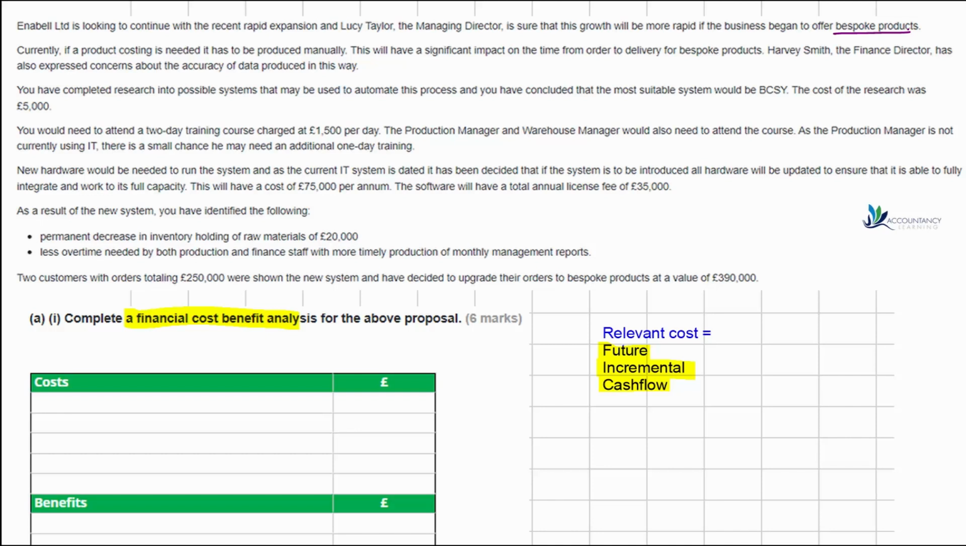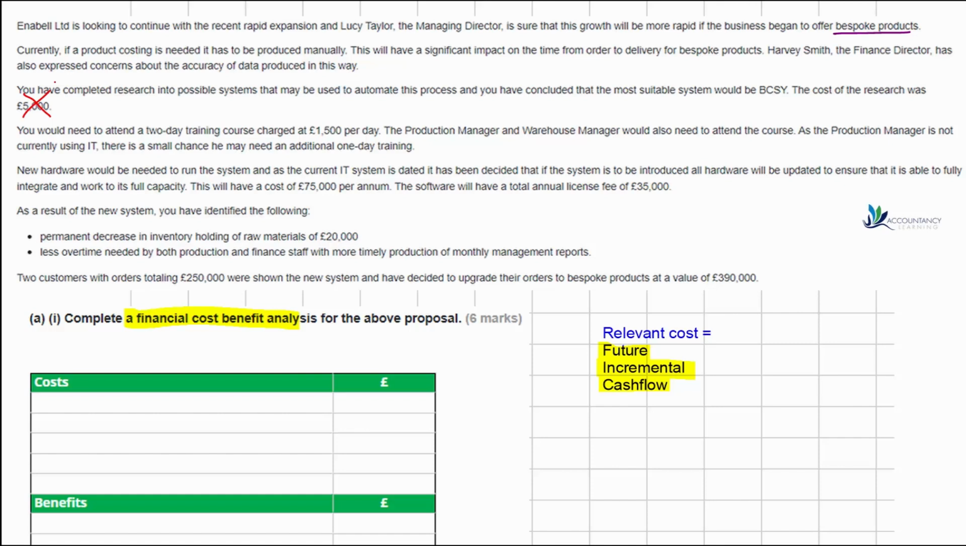So you've completed research into possible systems that may be used to automate this process, and you've concluded that the most suitable system would be this BCSY system. The cost of research was $5,000. Well, that's happened already, hasn't it? That is not a relevant cost because it's nothing to do with the future. We've incurred that cost already, so it's no longer relevant for our decision.